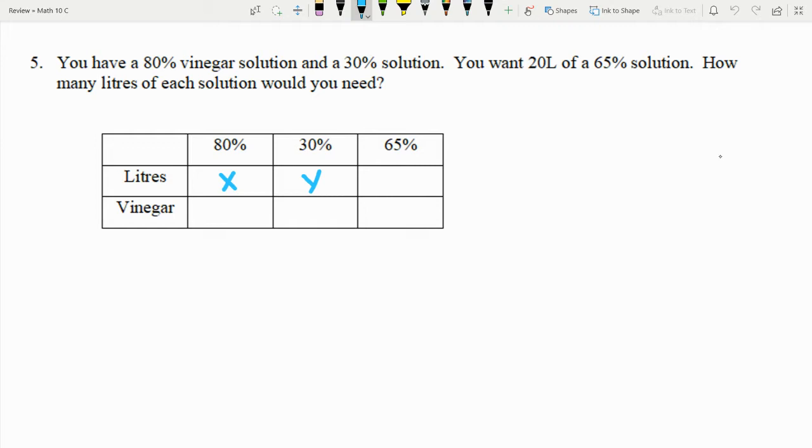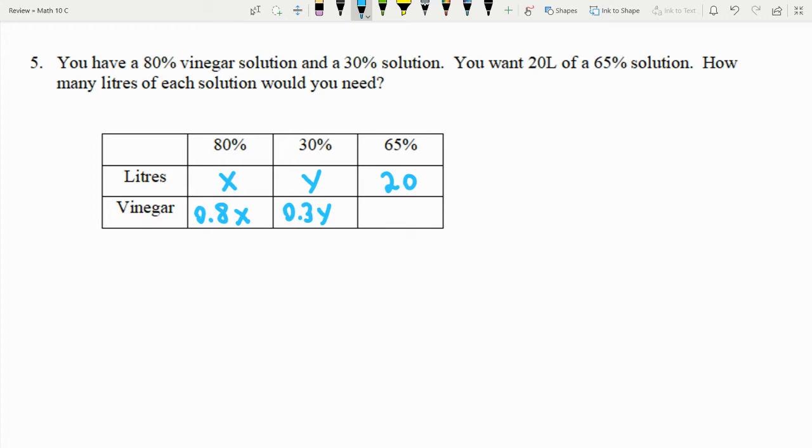And I know that I have 20 liters in total, so for my 65% solution, I would have 20 liters. Now in terms of vinegar, because it's 80% vinegar solution, I would take 80%, put it into decimal form, and multiply it by the number of liters I need for my 80% solution. So I would write 0.8x. And then for y, I would write 0.3y, because I need 30% of my y.